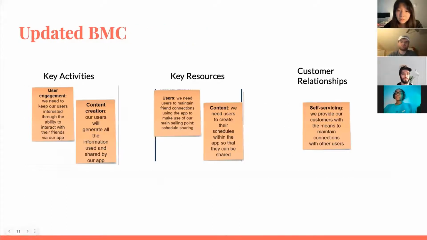We updated our MBC to include key activities, which are engaging our users through the ability to interact with their friends and enabling users to generate information used in our app, such as customizing events. We also added required key resources, which are users and the content. Finally, we added our customer relationship as self-serving, which means we will provide our customers with the means to maintain connections to other users.